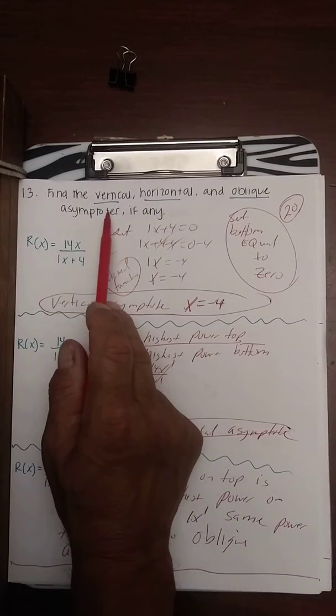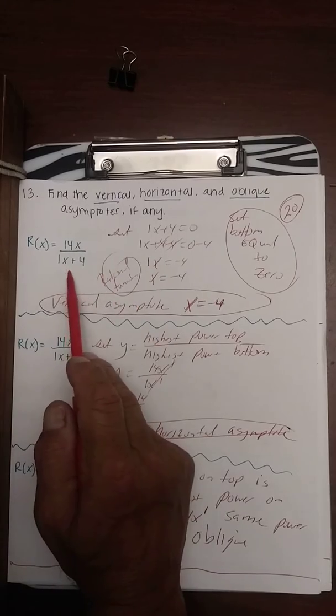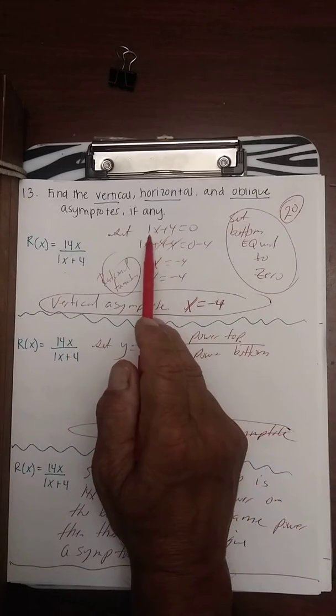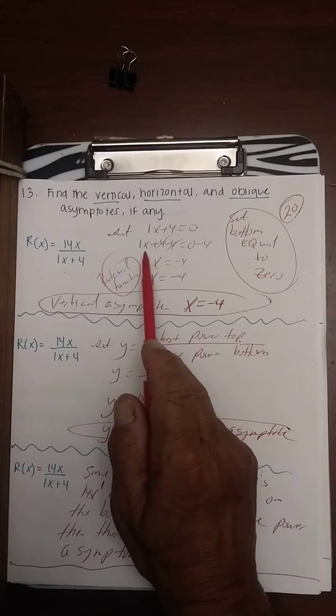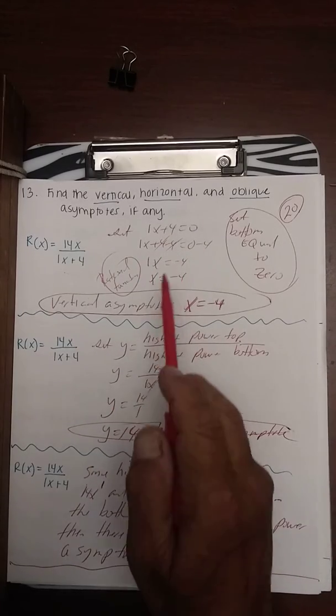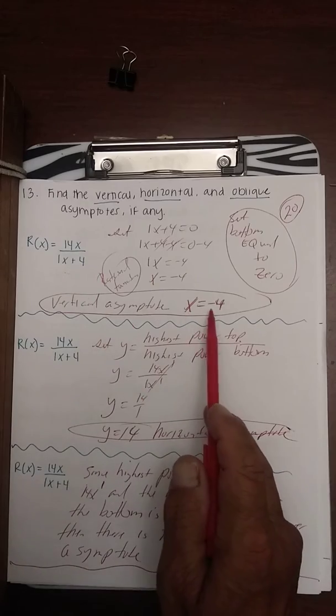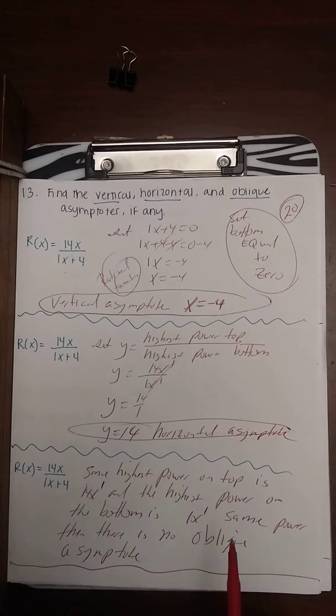To find the vertical asymptote, you set the bottom equal to 0. So 1x plus 4 equals 0. Subtract 4 from both sides. So 1x equals negative 4, so x equals negative 4. So the vertical asymptote is x equals negative 4 for that.